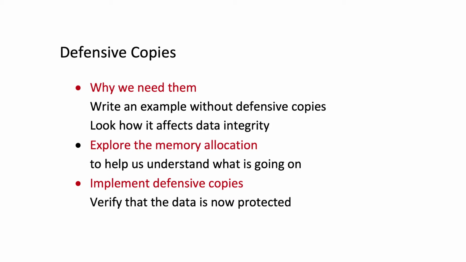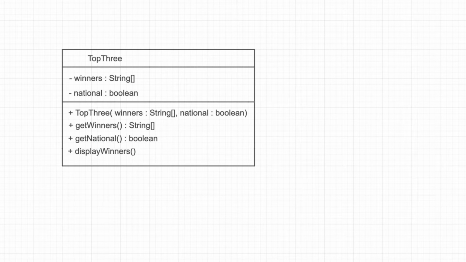The example is going to use a class Top3. And this class has two fields. It has the top 3 winners of a competition, and whether it's a national competition or not. We have a constructor, a getter for each of the fields, and then we have a method that displays the winners.